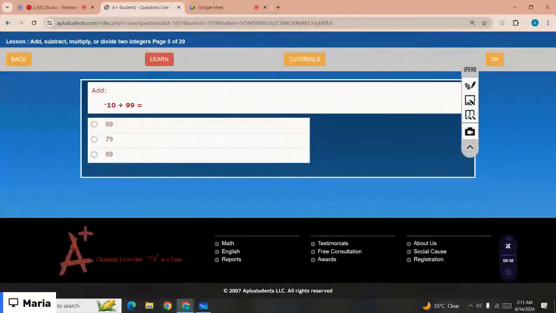Negative 10 plus 99. Which is the correct option? Negative 10 plus 99 is 89. Option number 3 is the correct option. Got it?